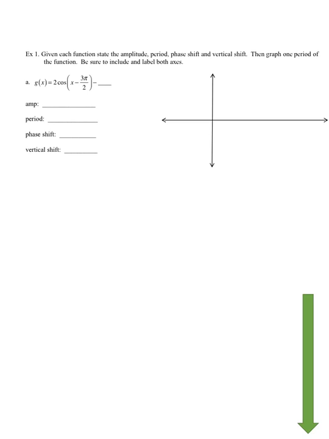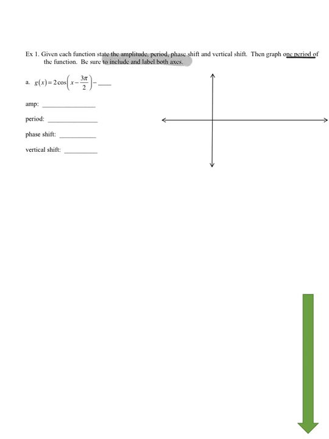As we go to our first example, first I want to read the directions, as these are the common directions that you will see on your assessments. First of all, you're stating the key features. So given each function, state the amplitude, period, phase shift, and vertical shift. Then graph one period of the function. Be sure to include and label both axes.